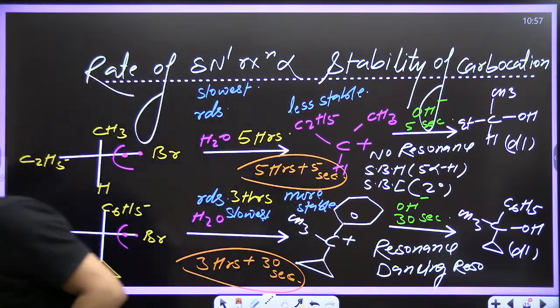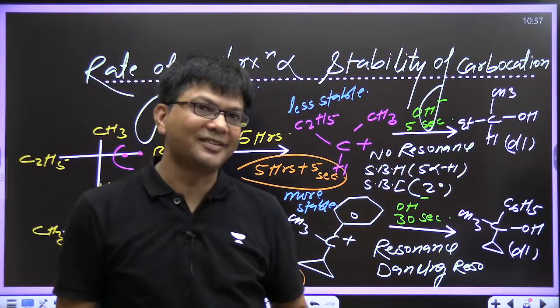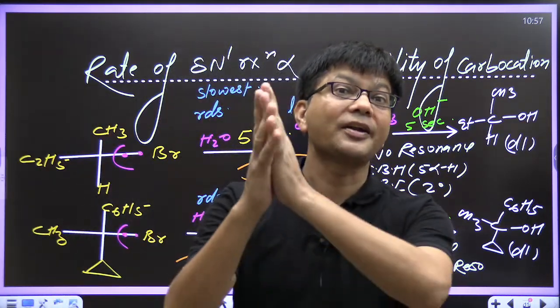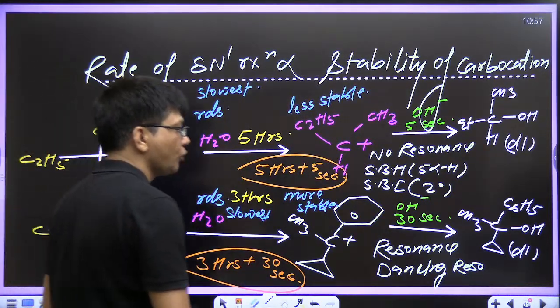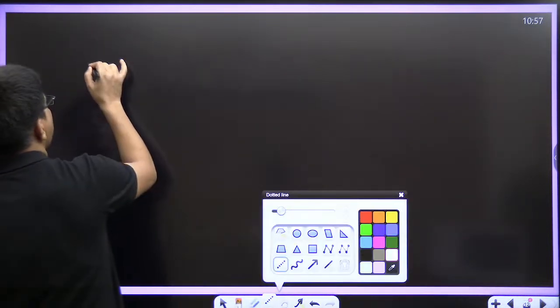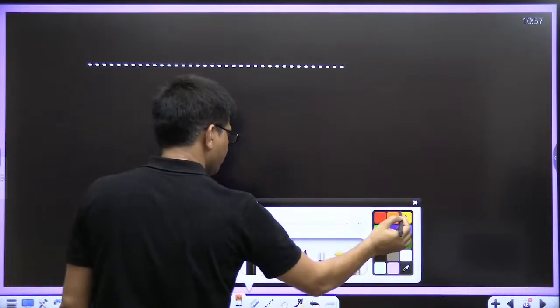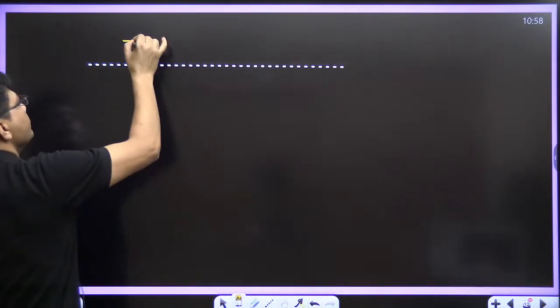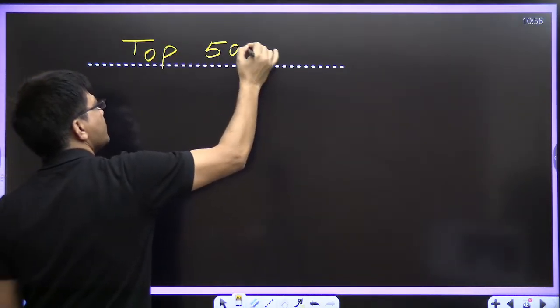Before I move towards the third example, let me tell you the rank deciding concept. That concept is important for top 50 rank. Now I am going to deal with the top 50 rank concept.